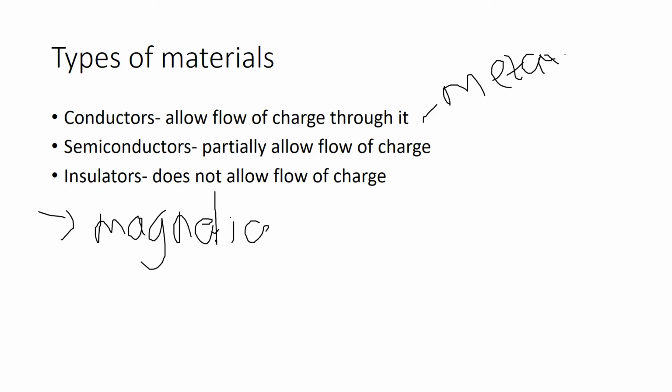Semiconductors refer to materials which allow charge to flow through them under certain conditions. An example of a semiconductor will be silicon, that we know, and germanium. These are intrinsic semiconductors. We'll come to that later. Then we have insulators. Insulators do not allow the flow of charge through the material, for example, PVC.